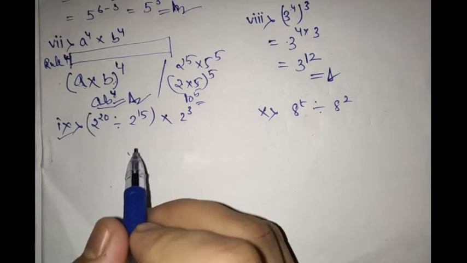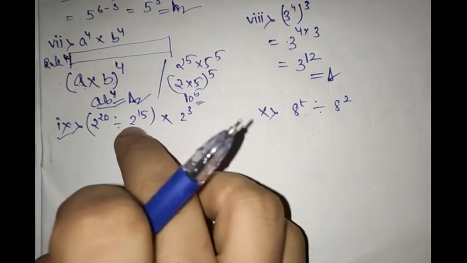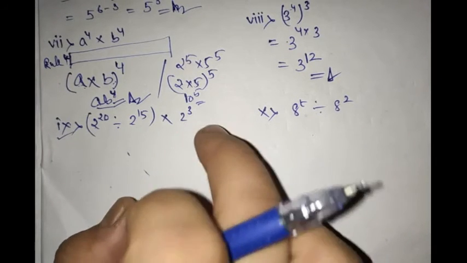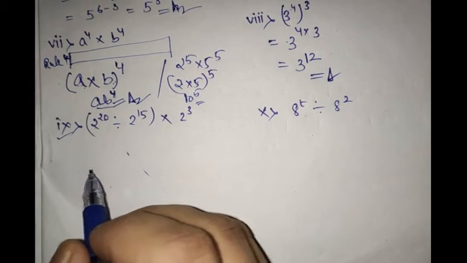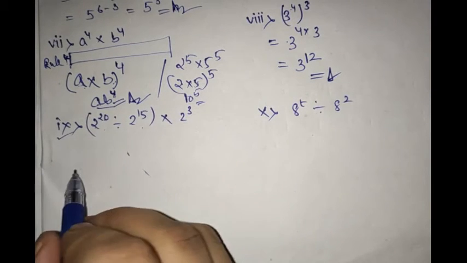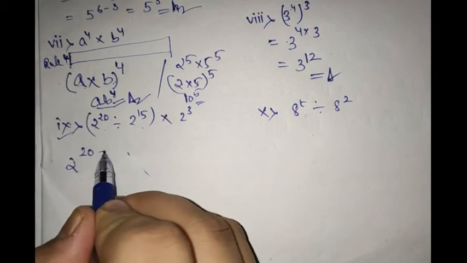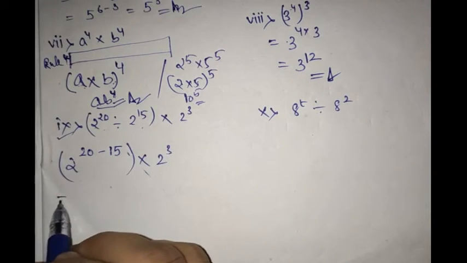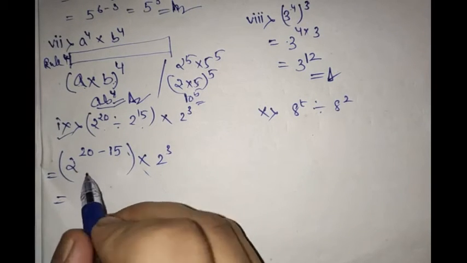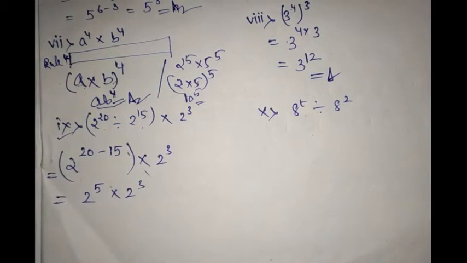First of all what you have is 2 to the power 20 divided by 2 to the power 15, and this is inside the bracket, into 2 cube, right? So what you are going to do for this is, alright, 2 to the power 20 and the division sign is there. So first of all let's solve the one which is inside the bracket. So 2 to the power 20 minus 15, let's put inside this bracket only, no issue. Now it will become 2 to the power 5 into 2 cube, right? So now we have solved this bracket. I hope you have understood this.